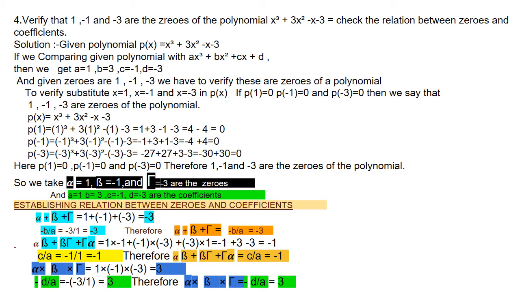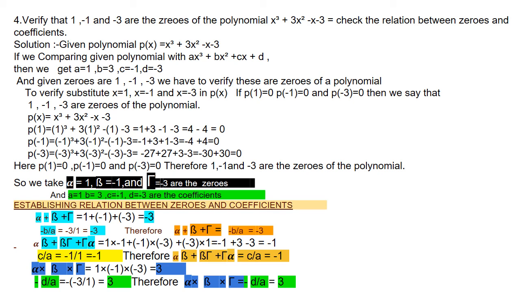Now the given polynomial P of x is equal to x cube plus 3x square minus x minus 3. Now P of 1, that means we are replacing x by 1. That means we are substituting x by 1. So 1 cube plus 3 into 1 square minus 1 minus 3. By simplification, we will get 4 minus 4 is equal to 0. And P of minus 1, we are substituting x by minus 1. So minus 1 cube plus 3 into minus 1 square minus of minus 1 minus 3. By simplification, we will get minus 4 plus 4 is equal to 0.